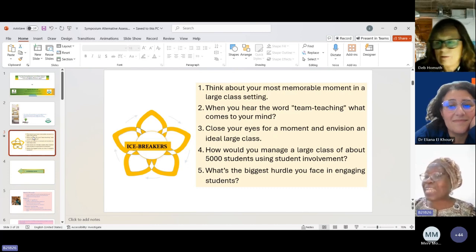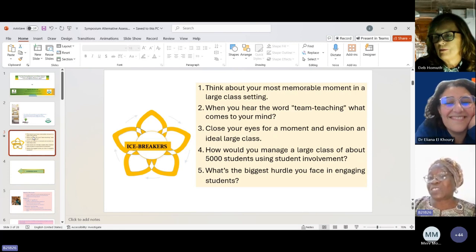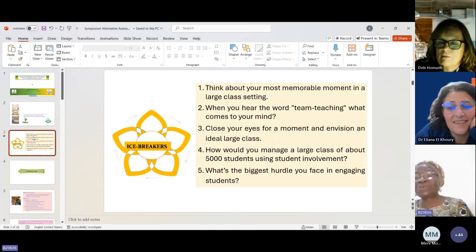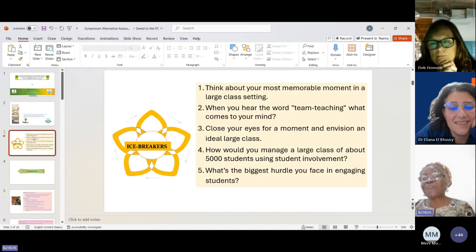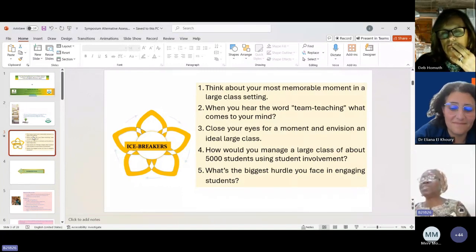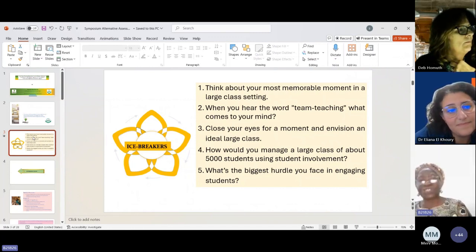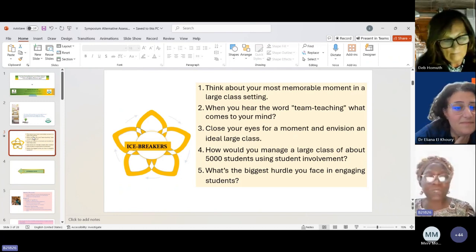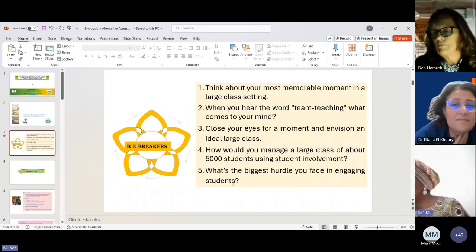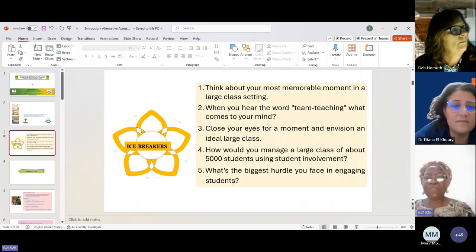So how would you manage a large class of about 5,000 students using student involvement? Like I said, my background is from a resource disadvantaged background. When I'm talking of facing 5,000 students, I don't have teaching assistants. We're just 10. We started with 3 lecturers, and then over the years, we got 10 lecturers to teach this university-based course that I'm going to talk about. And then what is the biggest hurdle you face in engaging students? Yes, many of the presenters have put us through this.